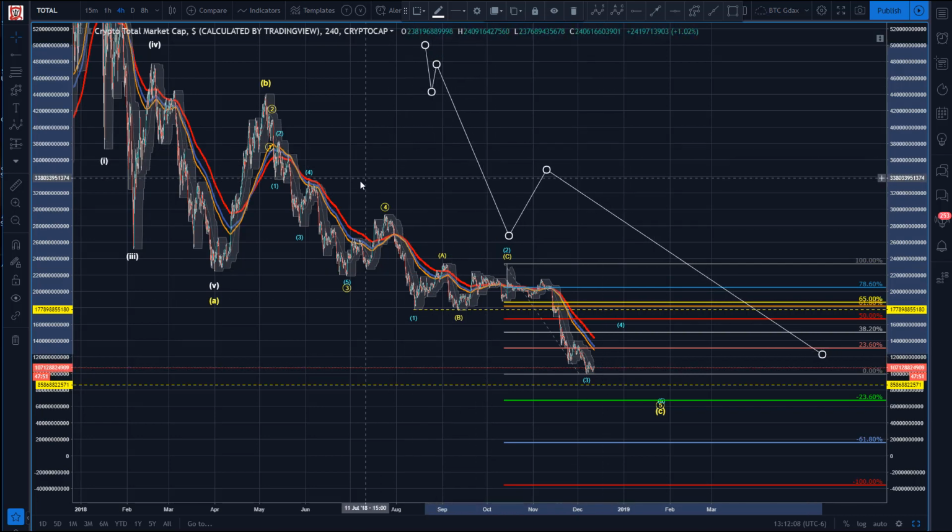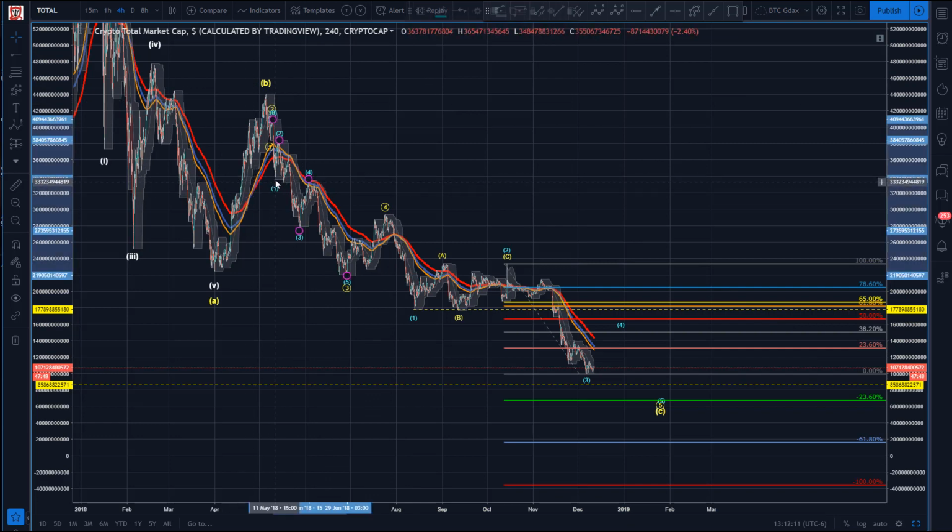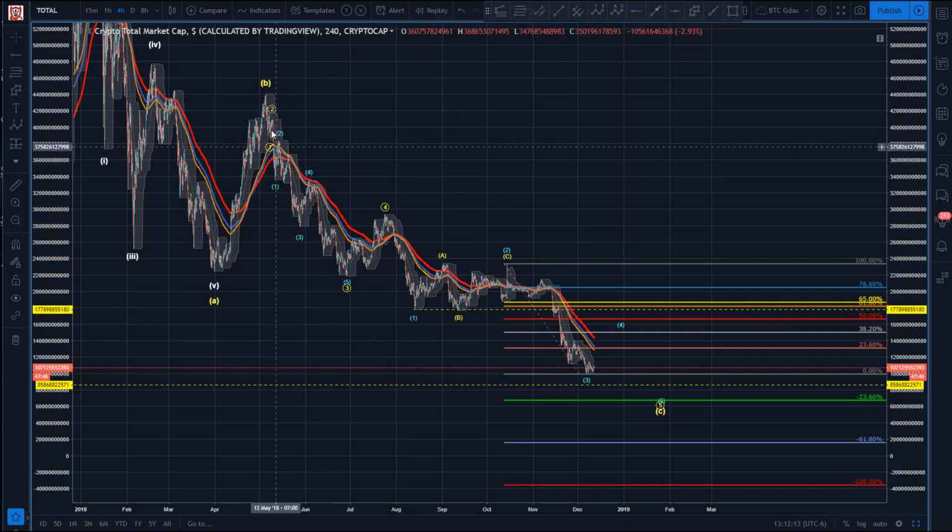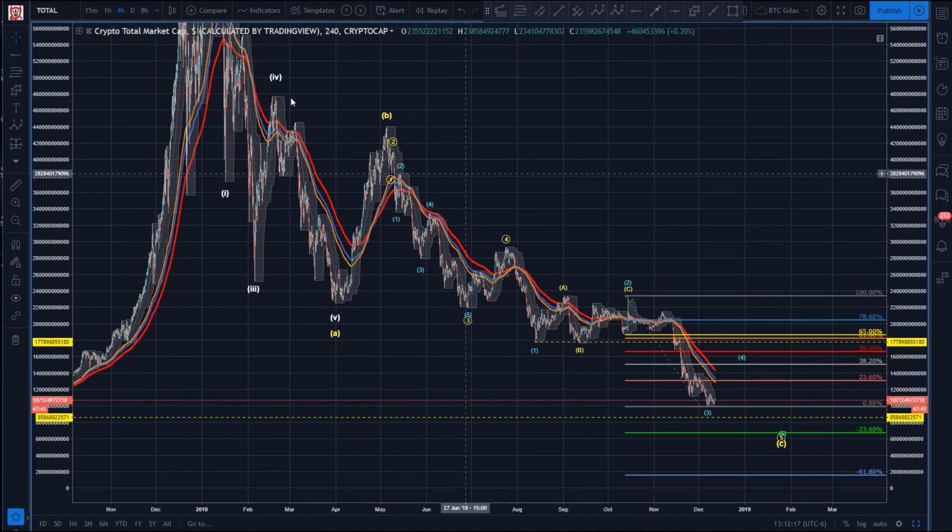I've got to say, I don't love it, but I cannot get a count that works, right? If you've got one that works, I'd love to see it. I can't get anything because of the overlap here. This is the problem. Now you could rationalize and say, well, we're talking about total market cap, so maybe a little overlap here we can allow for it.